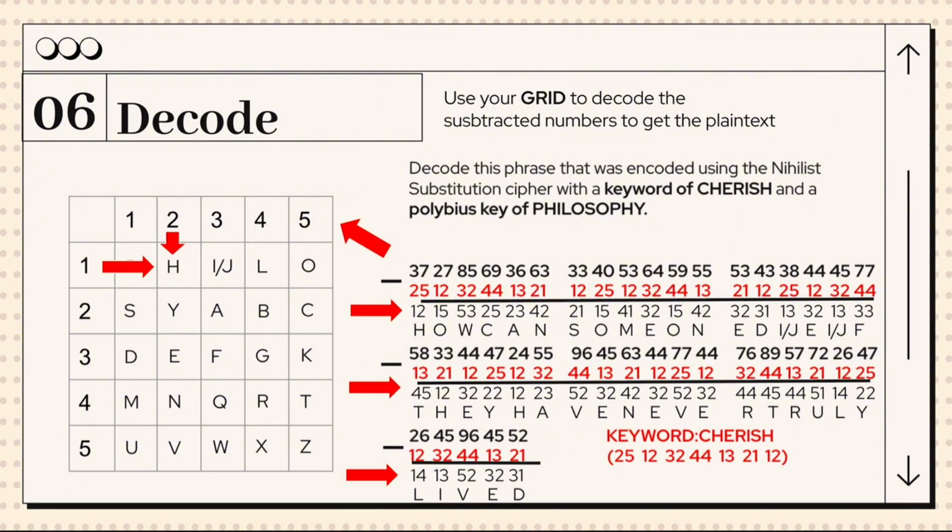After that, you pretty much just group the letters into words. So you can see, you can see can, then someone die if they have never truly lived. And that gives us our decoded solution to this Nihilist cipher.